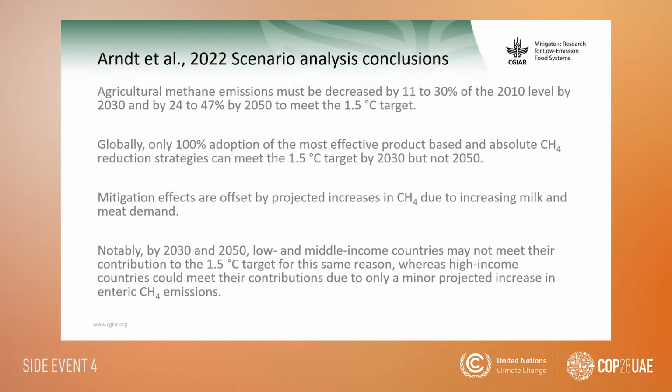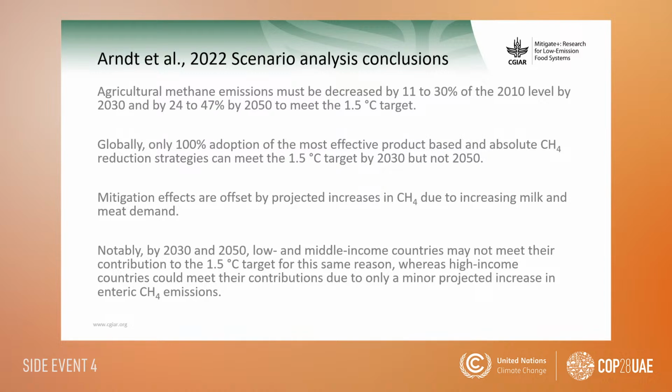And so the idea is that if 100% is required, which is extremely unlikely, and we're not even likely to make it by 2050, we need innovation in this sector in order to achieve the outcomes. The mitigation effects, by and large, that impede us from reaching the objectives are offsets of emissions reductions through increasing milk and meat demand as population grows and as diets change.